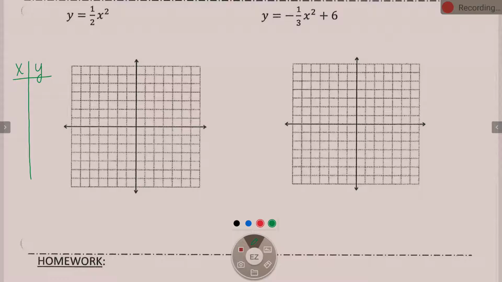Because when I put in odds, like 1, 3, 5, when I square it and then divide by 2, I'm going to get a fraction or decimal. So you can still use 0, 1, 2 here. I'm not saying you can't. Your graph is a little less precise, but what I always teach is multiples of the denominator. So since my denominator is 2, I'm going to say, and always 0, of course, 0, 2, 4, and so forth.